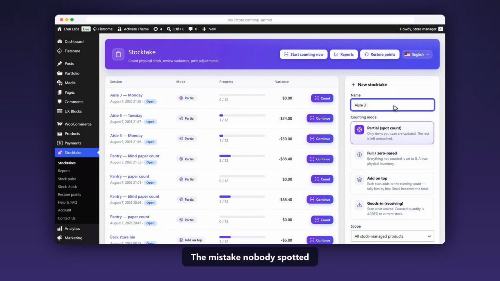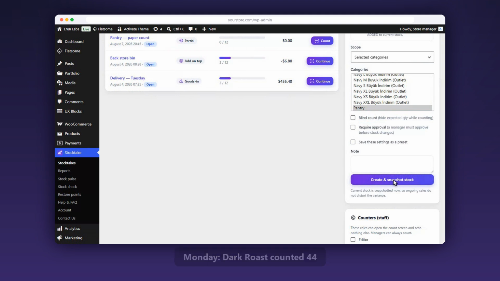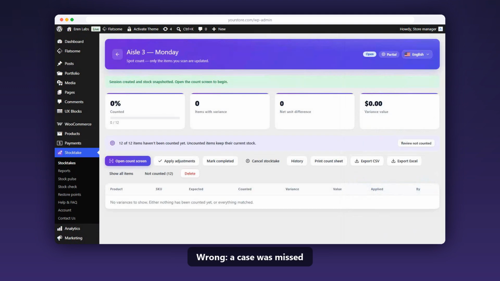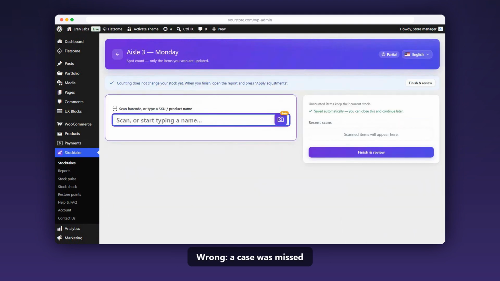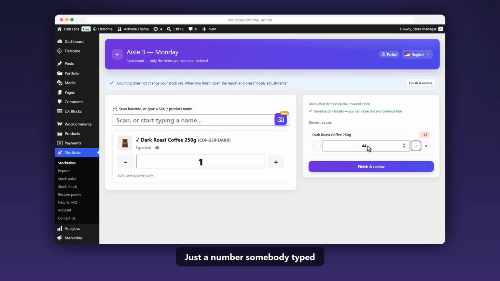Undo covers the mistake you spot straight away. This is the other one. Monday. Somebody counts aisle 3 and puts dark roast at 44. It is wrong. They missed a case in the back. But nobody notices. Nothing on the screen says the number is wrong because nothing knows. It is just a number somebody typed.